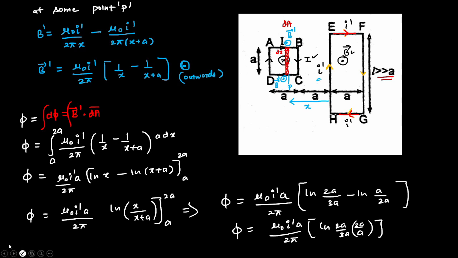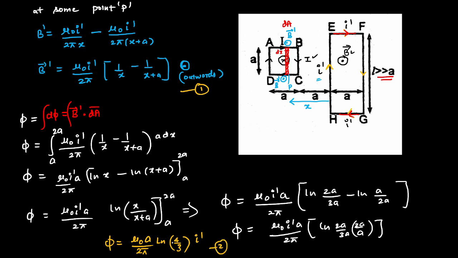So phi becomes mu naught a divided by 2 pi times ln of 4 by 3 times I dash. This is our first equation. Let's say this is our second equation.